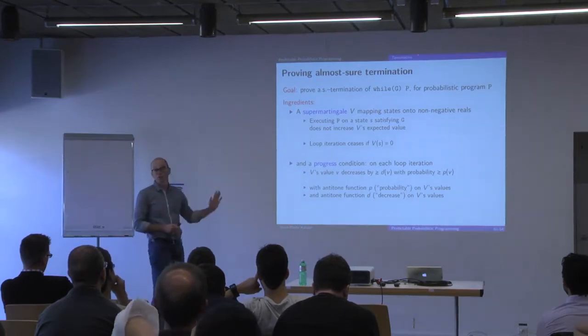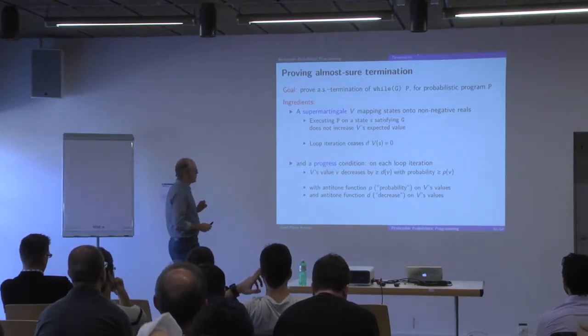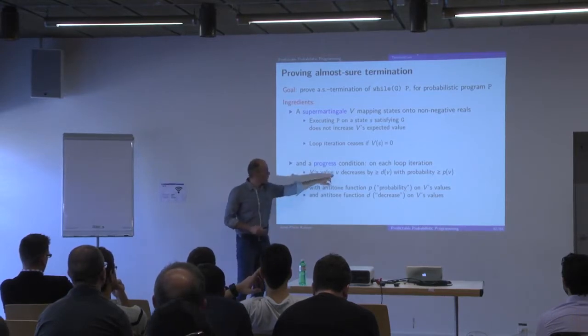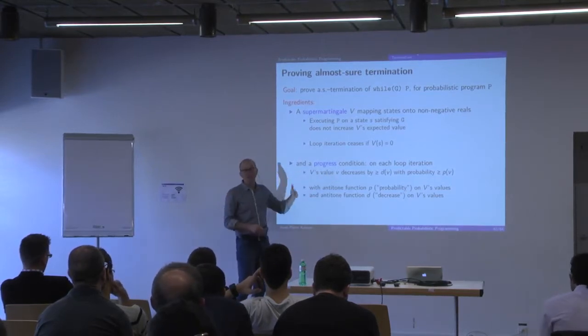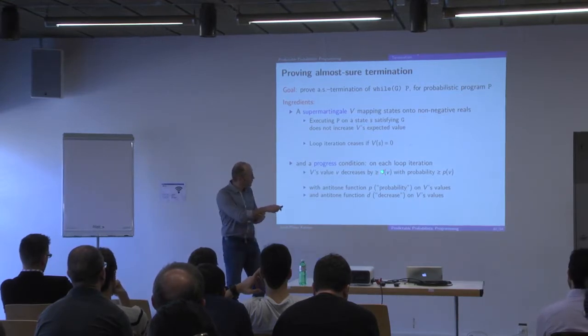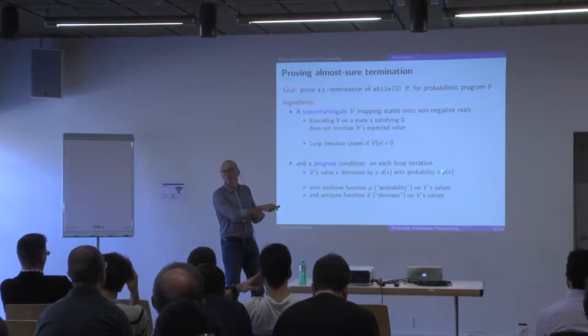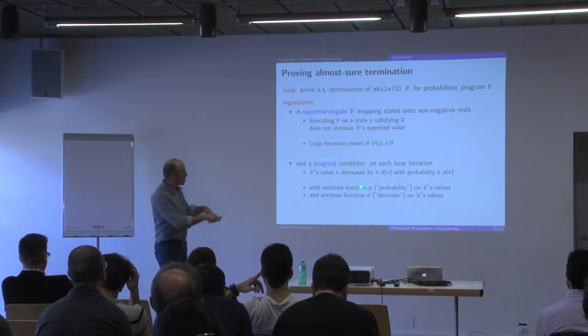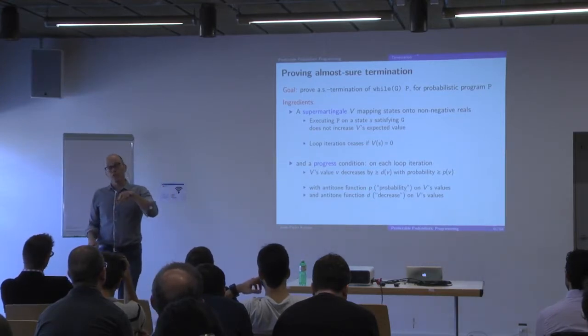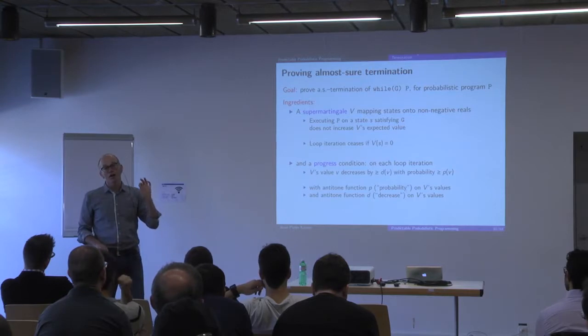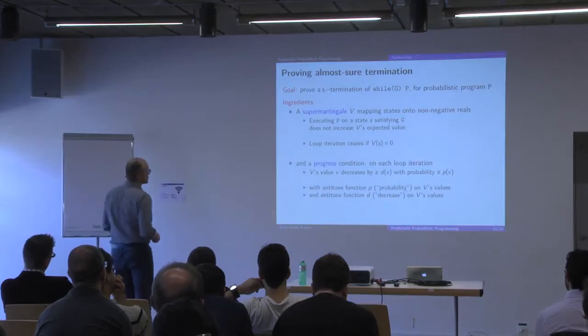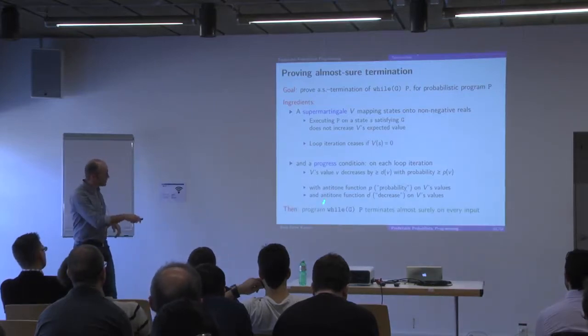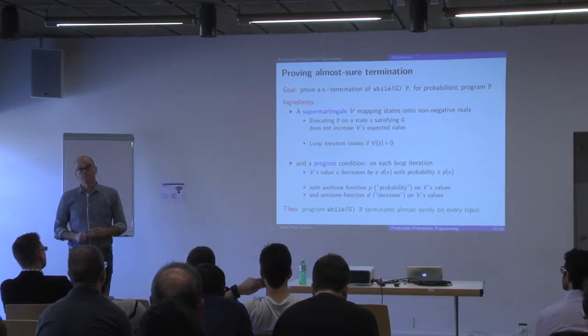We have a progress condition. On each loop iteration, the value of v, small v, the value of this random variable, needs to decrease by at least this value d of v, so d is a function, with probability at least p of v. So p stands for probability, d stands for decrease, and the crucial point is these two functions are antitone, which is the opposite of monotone. Good. So let's see a picture, and if you are able to establish this, then you can prove that your program terminates almost surely on every input.